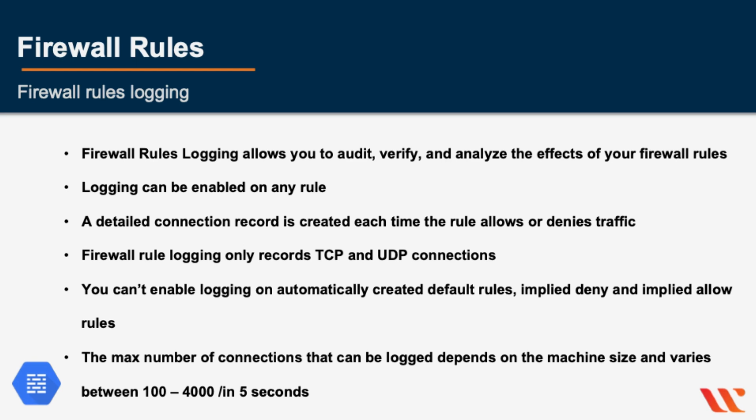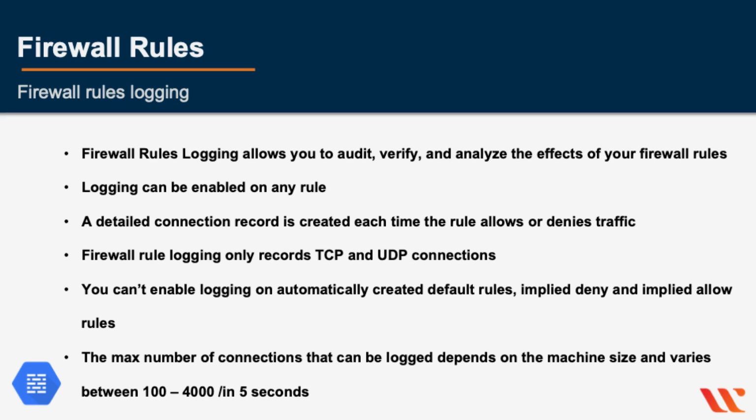When you enable firewall rule logging for a specific firewall rule, then GCP creates an entry called the connection record each time the rule allows or denies traffic. This can get really large and you get charged for this storage. This is why it's disabled by default. You can export these logs to Cloud Logging, Pub/Sub, or BigQuery for analysis.